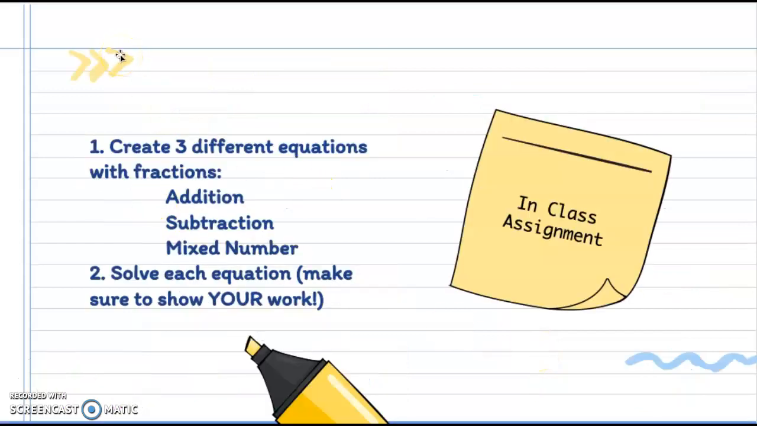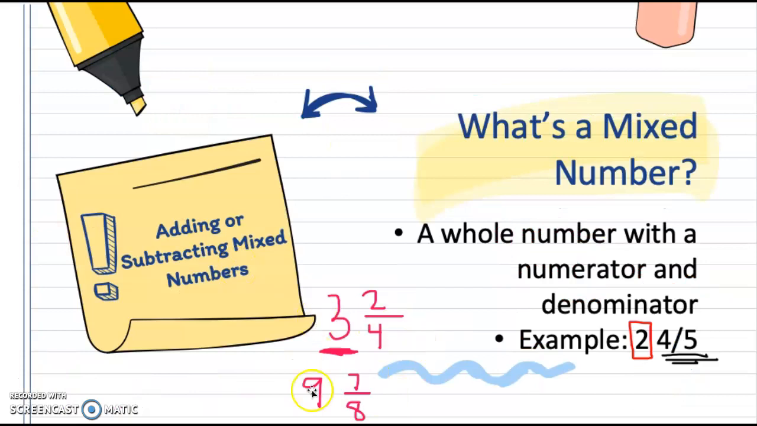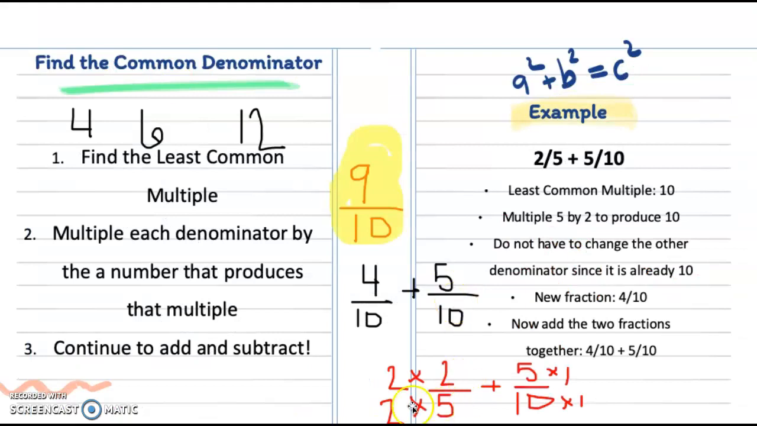So when we go back to class, the activity you guys are going to do is create 3 different equations with fractions. So you can do an addition, a subtraction, and an equation with mixed numbers, with 2 mixed numbers. And then you're going to solve each equation and make sure you show your work. In all of my slides here, you saw the process I used in determining what the answer was in adding mixed numbers, and up here where I showed the process of what number I multiplied the denominator by to get the least common multiple.